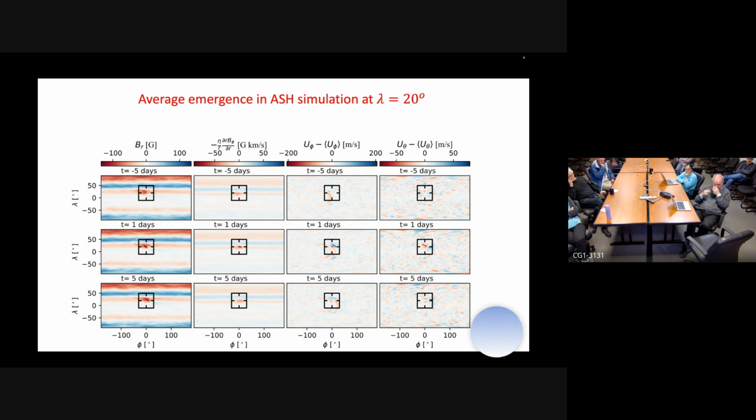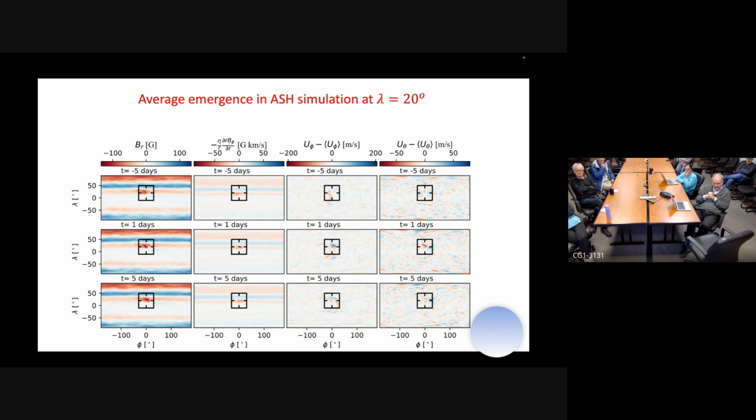Before the actual emergence event, you have a little bit enhanced emergence at the location, and a little bit after, you also have enhanced emergences. So we have strong pre-existing radial field at the location of the emergence. On the sun, we would call this nesting, but whether or not this corresponds to nesting is beyond the scope of this talk.